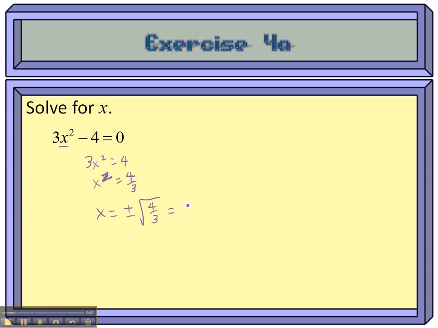And then let's break up that square root. Square root of 4 over square root of 3, still plus or minus, which is plus or minus 2 over square root 3. As we saw from a previous example, that's just plus or minus 2 root 3 over 3.